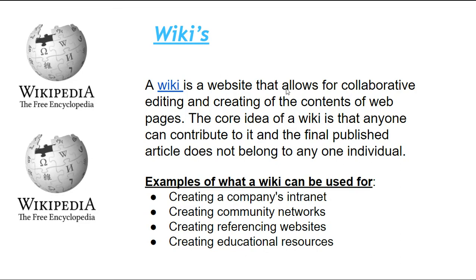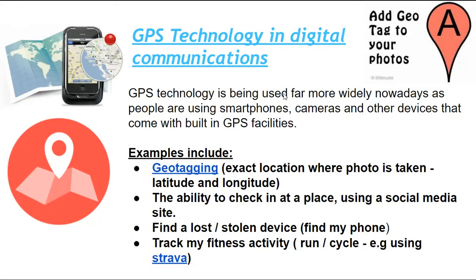Wikis. A wiki is a website that allows for collaborative editing and creating of the contents of web pages. The core idea of a wiki is that anyone can contribute to it, and the final published article does not belong to any one individual. Examples of what wikis can be used for: creating a company's intranet, internal networks, only those inside the company can view, creating community networks, creating referencing websites, creating educational resources.